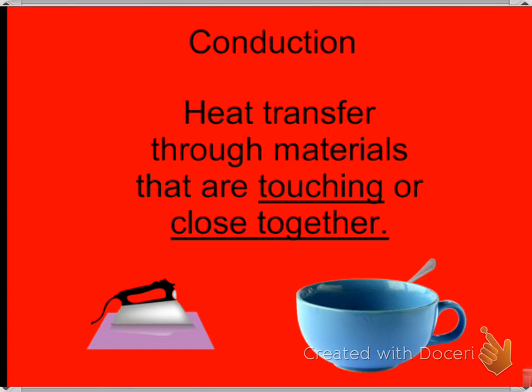Conduction is heat transfer through materials that are touching or really close together. So like an iron, or this right here, please pretend that's an arrow, is like a metal spoon inside of something hot. If you put a spoon in a pot that you're cooking on the stove, it'll get hot. That's because of conduction, because it's touching. Again, if they're just really, really close together, sometimes that works too.